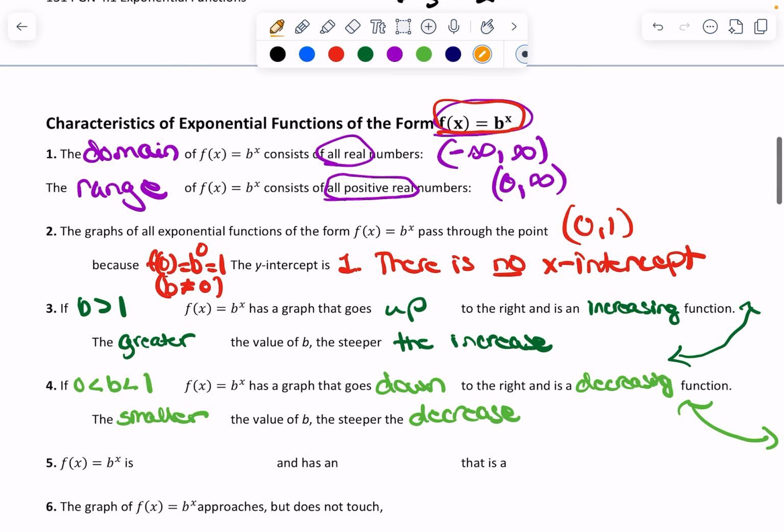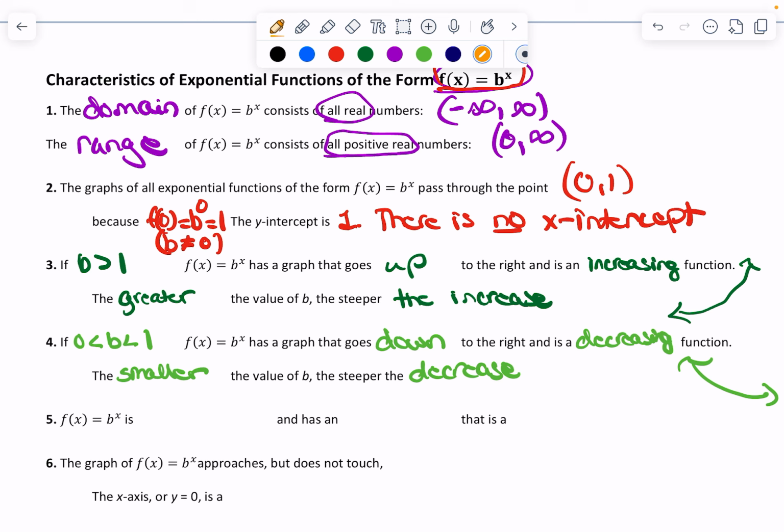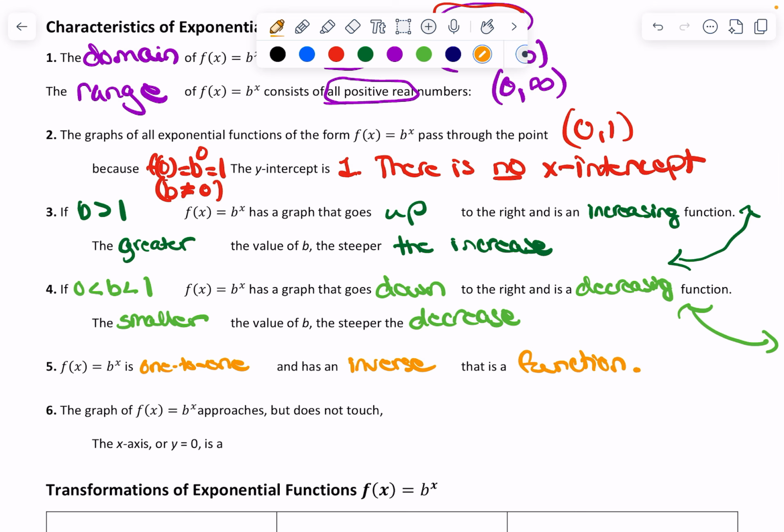Okay, next we have f of x equals b to the power of x is 1 to 1 and has an inverse that is a function. Now, 1 to 1 means that it has an inverse and it passes the vertical and the horizontal line test. So both the function itself and the inverse is a function.